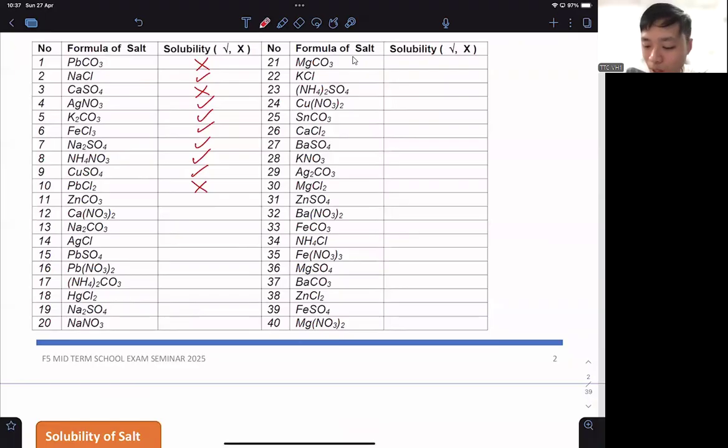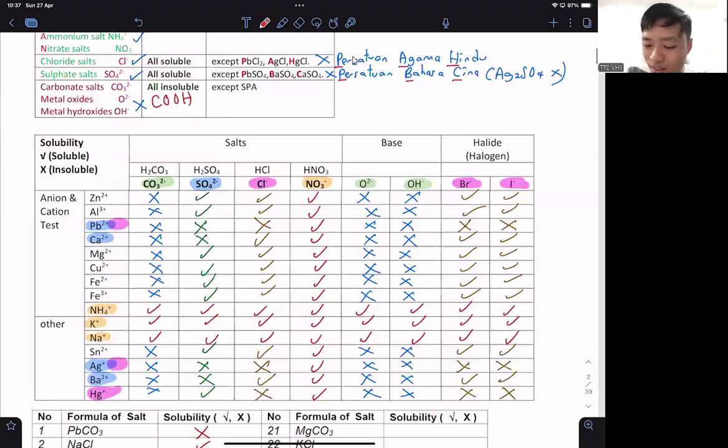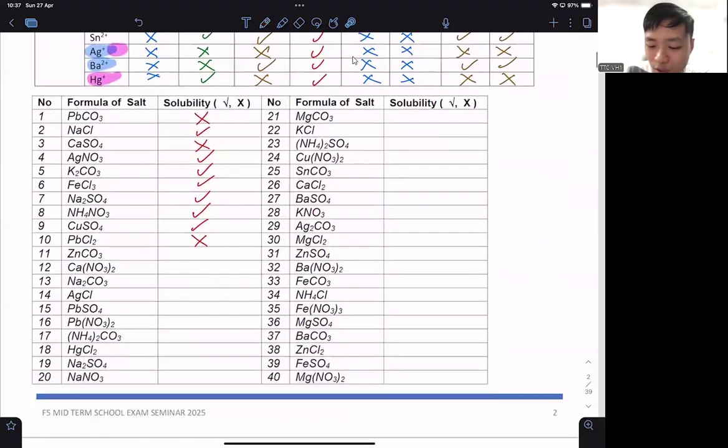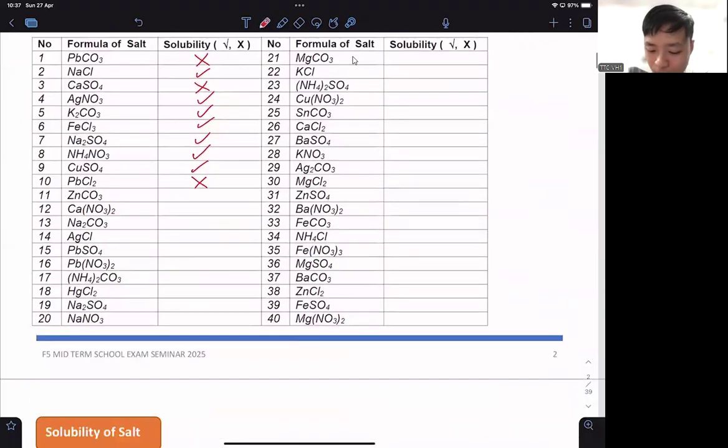It's insoluble. Then you've got zinc carbonate. Carbonate, not soluble. Sodium nitrate, soluble. You see Na, nitrate, Na, soluble, soluble. AgCl is insoluble. I hope by now you have the knowledge of this. PbSO4 insoluble, Pb nitrate soluble.